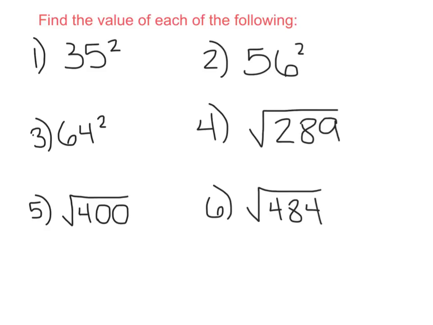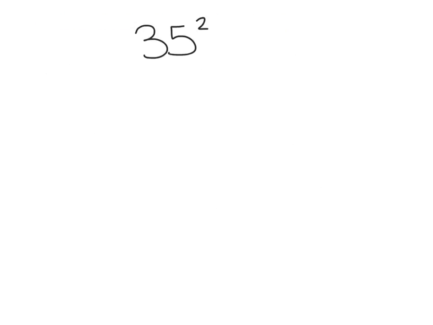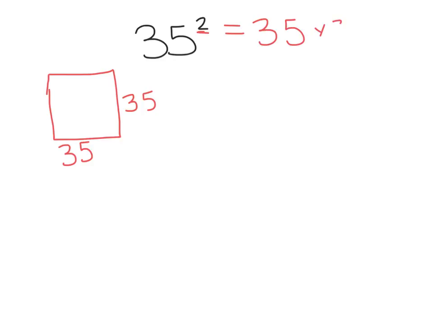Okay, here are our first set of practice problems, so find the value of each of the following problems. Okay, let's go over the first question. I see that it says 35 to the second power, or 35 squared. So we have a square, it's 35 for all the sides. So we need to do 35 times 35 to find the answer. So I'll do my workout over here.